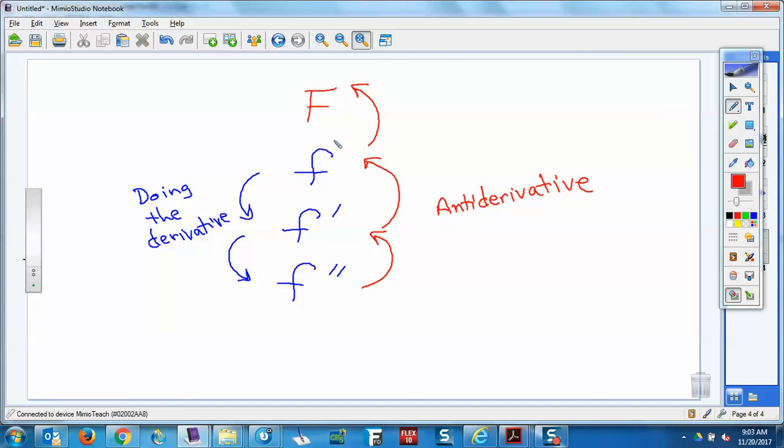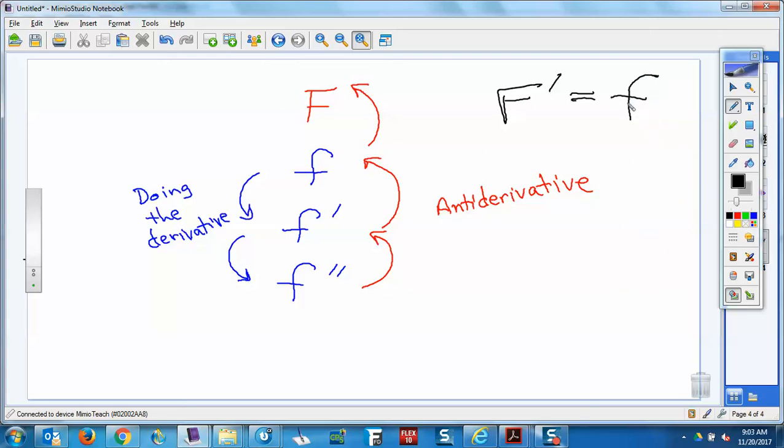Big F. Now I noticed some of you on our last quiz, when you were writing your function f, you were using a capital F. So now you're going to have to be careful, because big F has meaning for us now, as opposed to little f. Big F is the antiderivative of little f, which means big F prime is what? It's just little f.